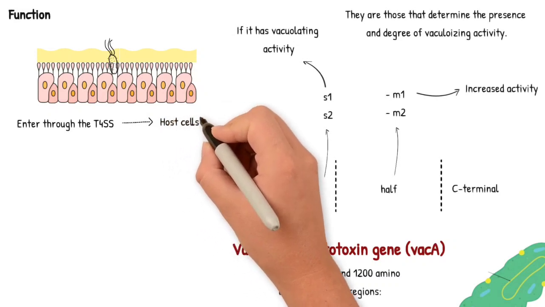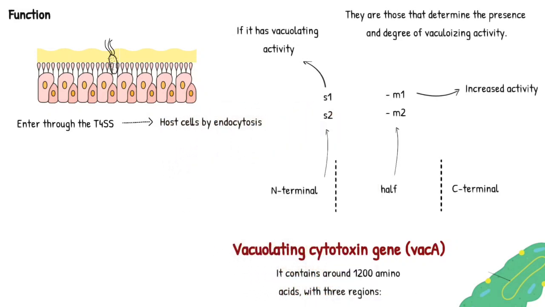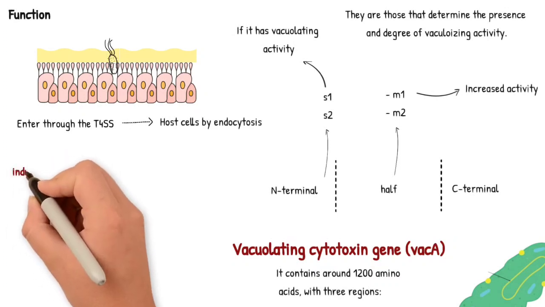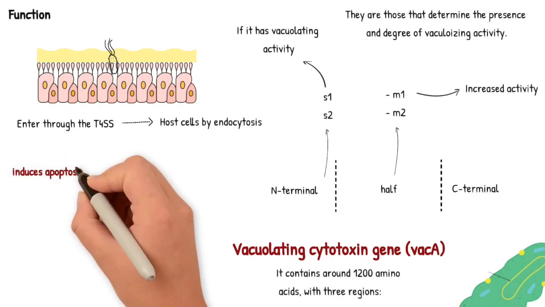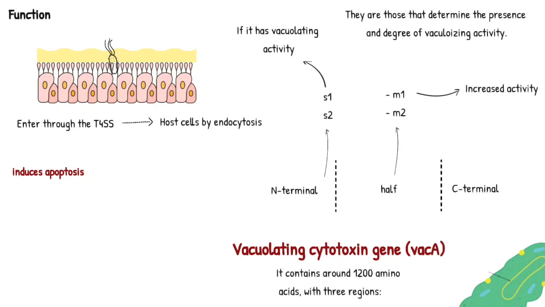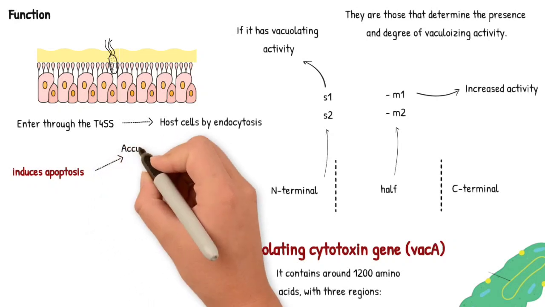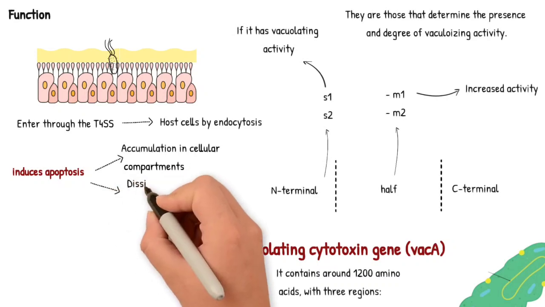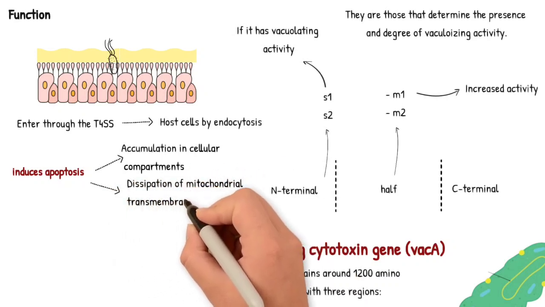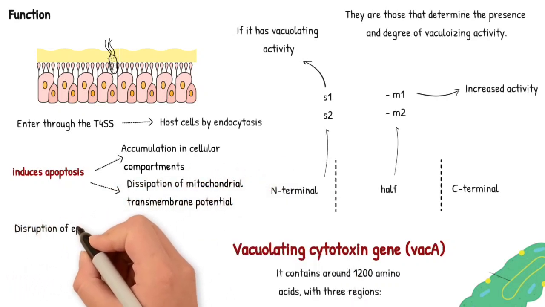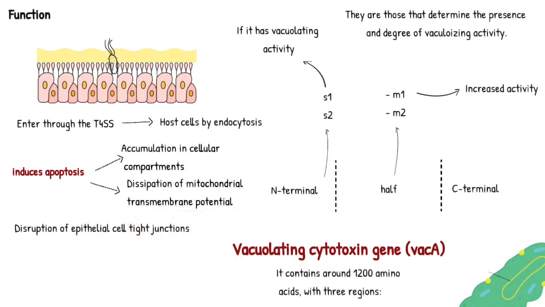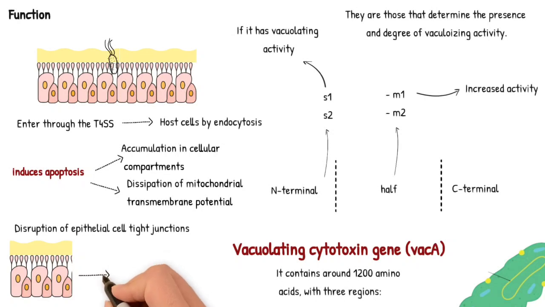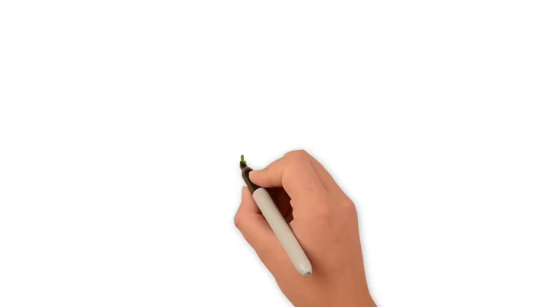enters cells through endocytosis. Among the biological activities it performs, the main one is the induction of cellular apoptosis, either due to its accumulation in cellular compartments or due to the dissipation of the mitochondrial transmembrane potential. Likewise, it alters the junctions of epithelial cells and inhibits the proliferation of T cells.